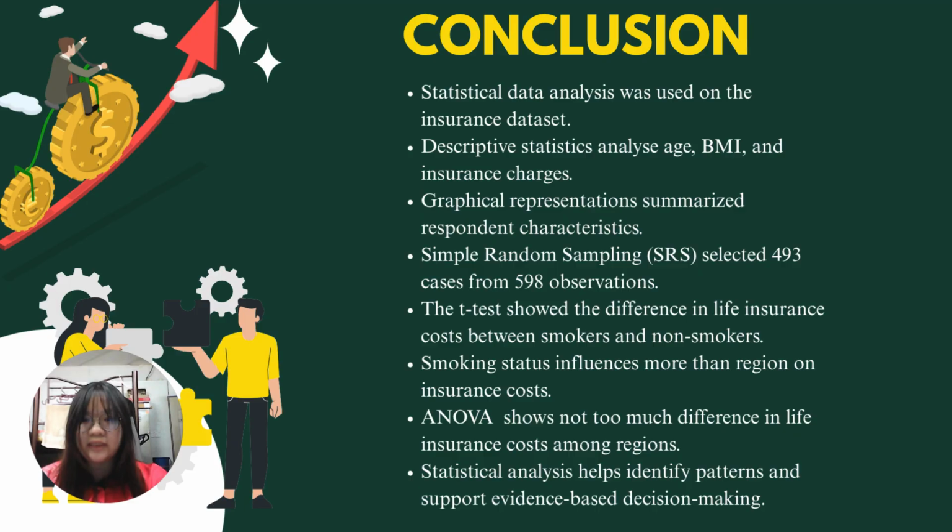For inferential statistics, an independent sample t-test and one-way ANOVA were conducted. The t-test indicated a statistically significant difference in insurance costs between smokers and non-smokers, showing that smoking status has a considerable impact on insurance costs. The ANOVA results showed no significant difference in insurance costs among the four regions, and this means that region does not significantly influence insurance costs in this dataset. Overall, smoking status has a greater impact on insurance costs than region. The findings demonstrate how statistical analysis can be used to summarize data, identify patterns, draw meaningful conclusions, and support evidence-based decision-making.